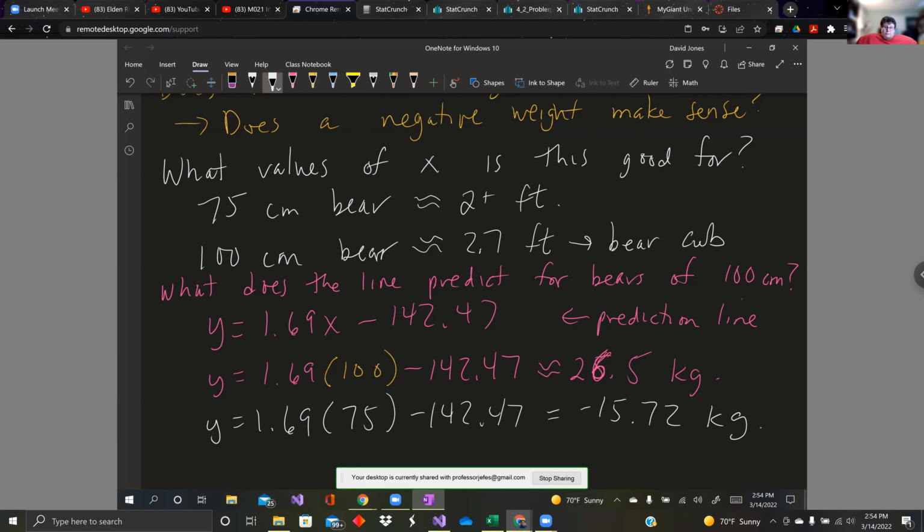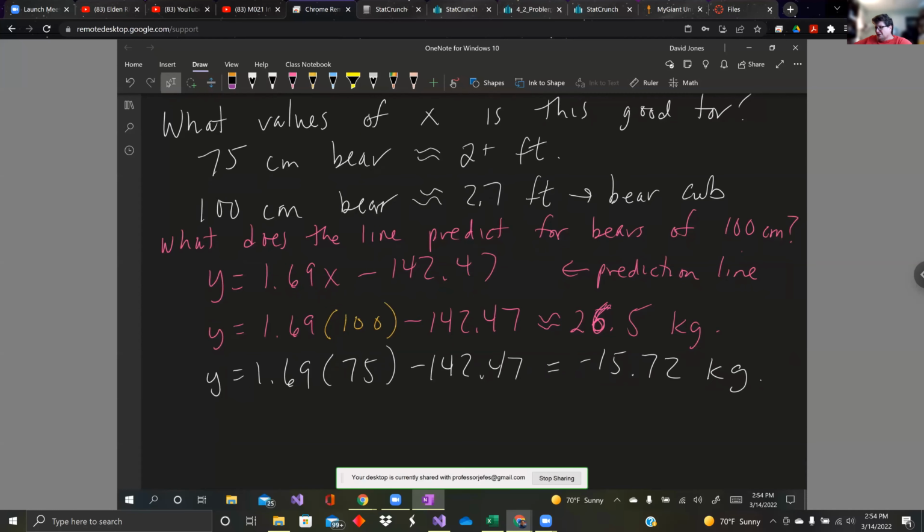So, is 100 good? I don't know. What we got to look at is the range of the values of the bears. What was our input values on the bears? And I'm going to come back over to StatCrunch and look at the data that we have. I'll pause for a second, let you guys write if you're writing.